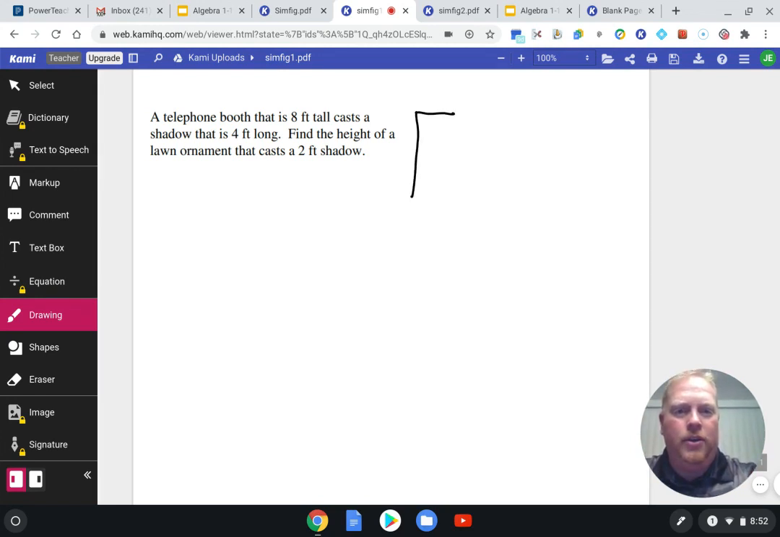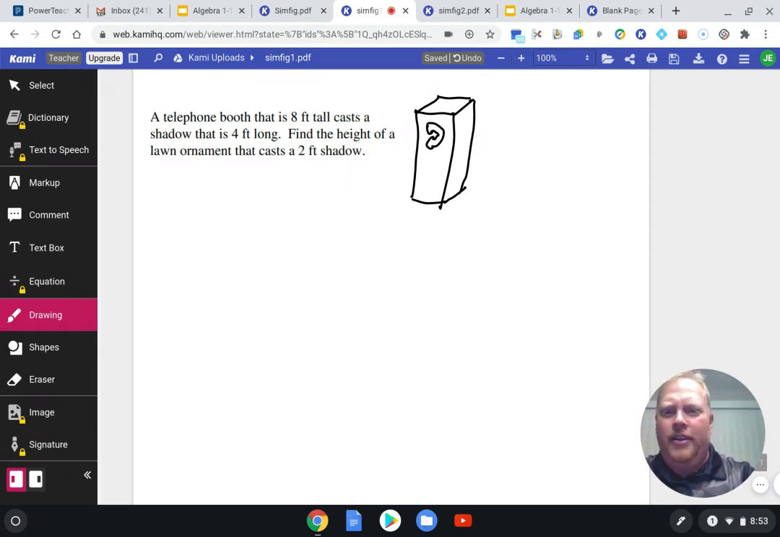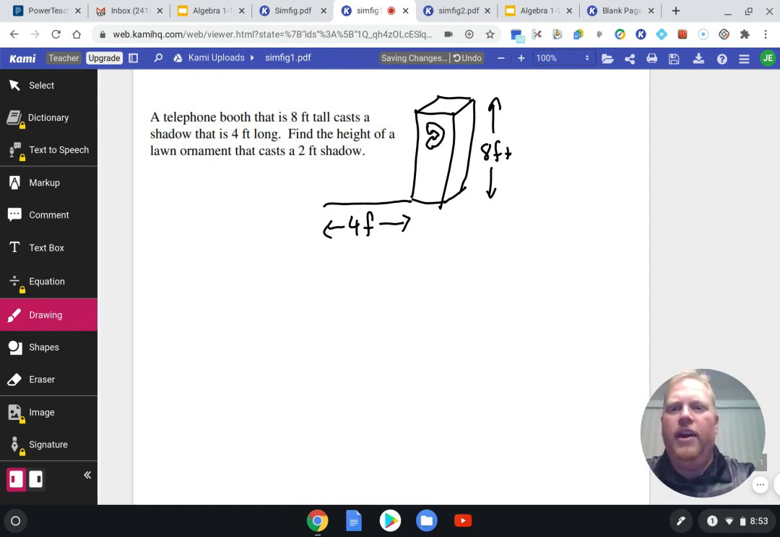So I'm going to go ahead and draw the telephone booth. That's supposed to be a telephone. That's what they looked like back in the day. All right, and we know it's 8 feet tall. And it casts a shadow that is 4 feet long. So there's my shadow. Find the height of a lawn ornament that casts a 2-foot shadow.